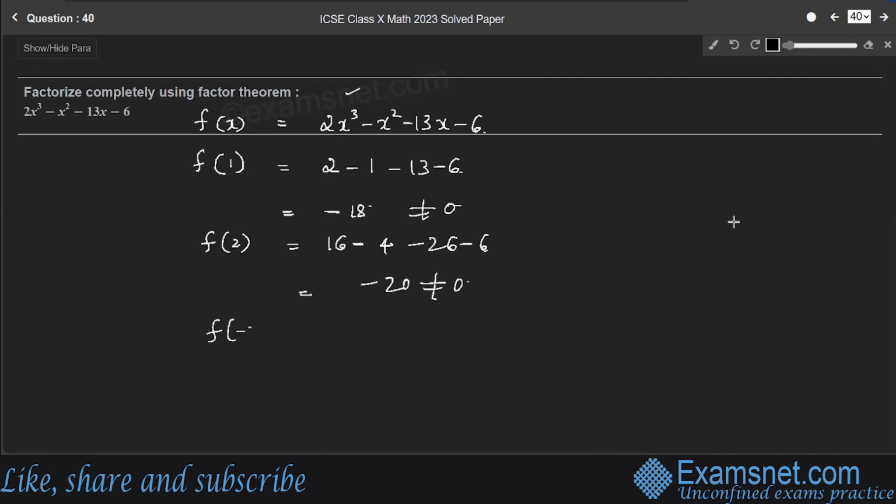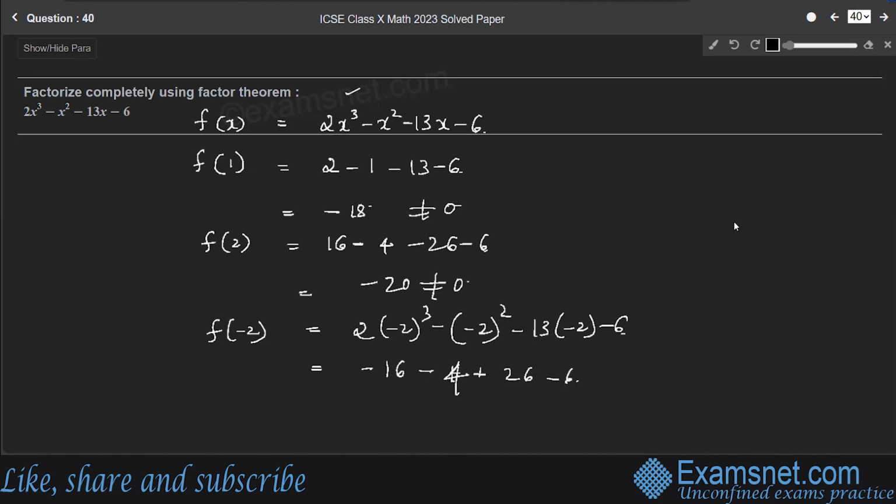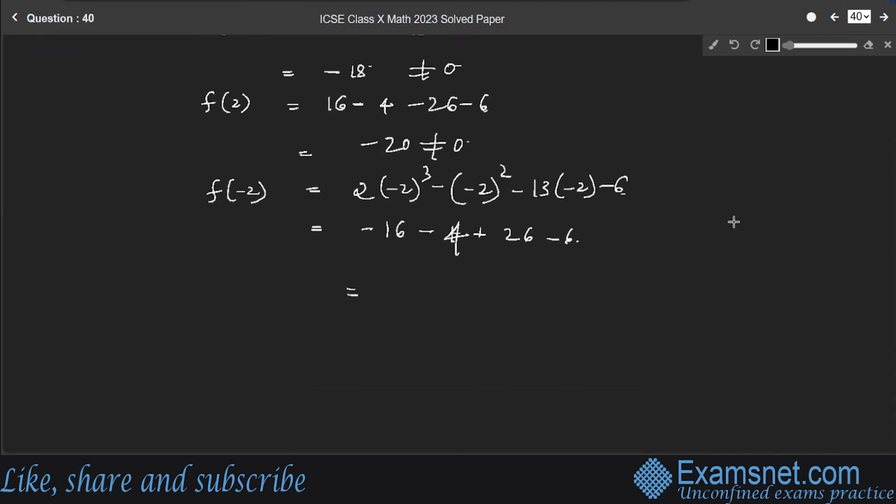Now consider f of minus 2. So 2 into minus 2 cube, minus of minus 2 square, minus 13 into minus 2, minus 6. So it becomes minus 8 into 2 is minus 16, minus 4, plus 26, minus 6. Plus 26 minus 26 becomes 0. So that means if the value of x is minus 2, it satisfies the given equation. That means the given expression will be equal to 0.